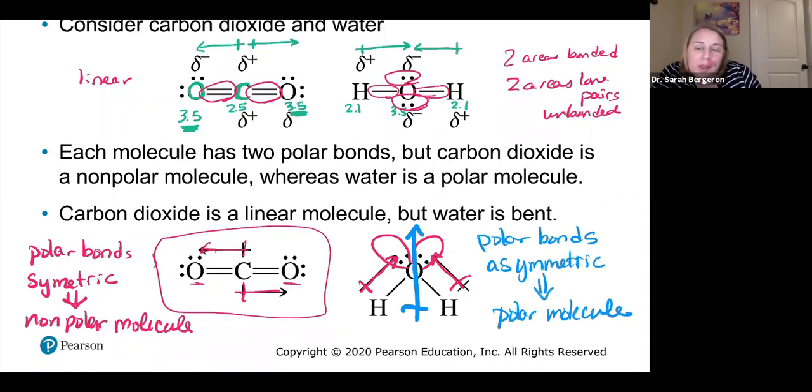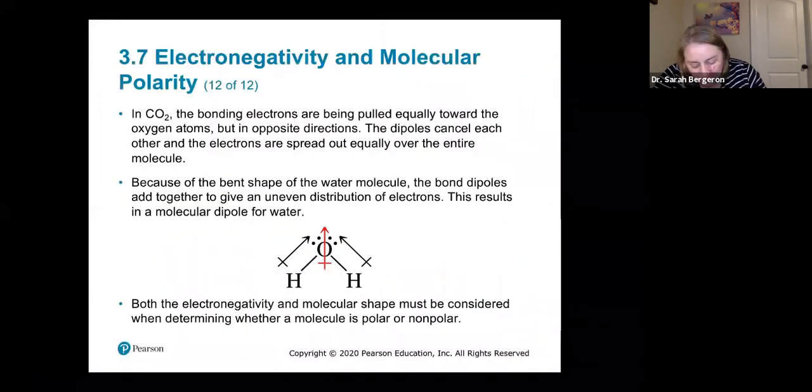Okay? So look at the bonds and then look at the shape. So if the shape is asymmetric, then it's going to be a polar molecule. If the shape is symmetric, then it's going to be nonpolar. All right. Okay, so I think this is just verbally saying everything that we already did.